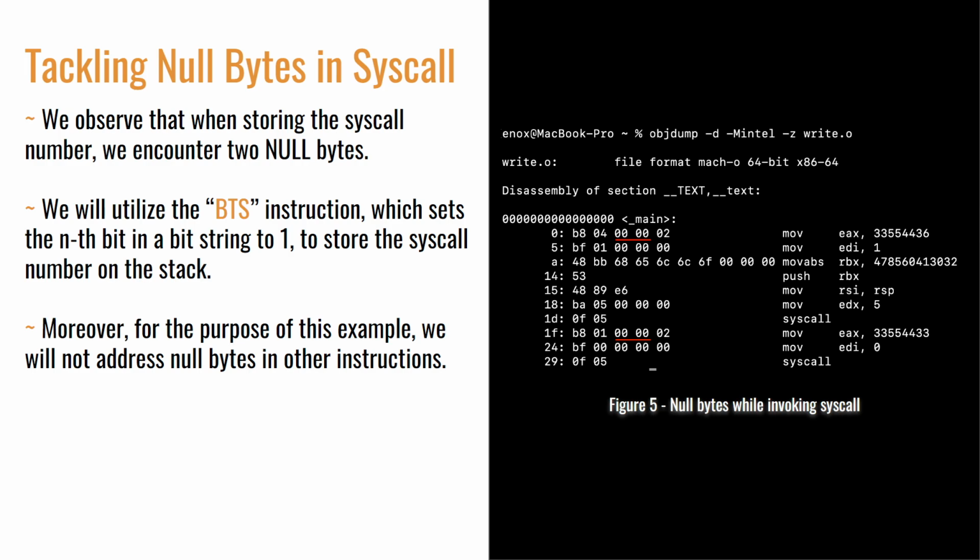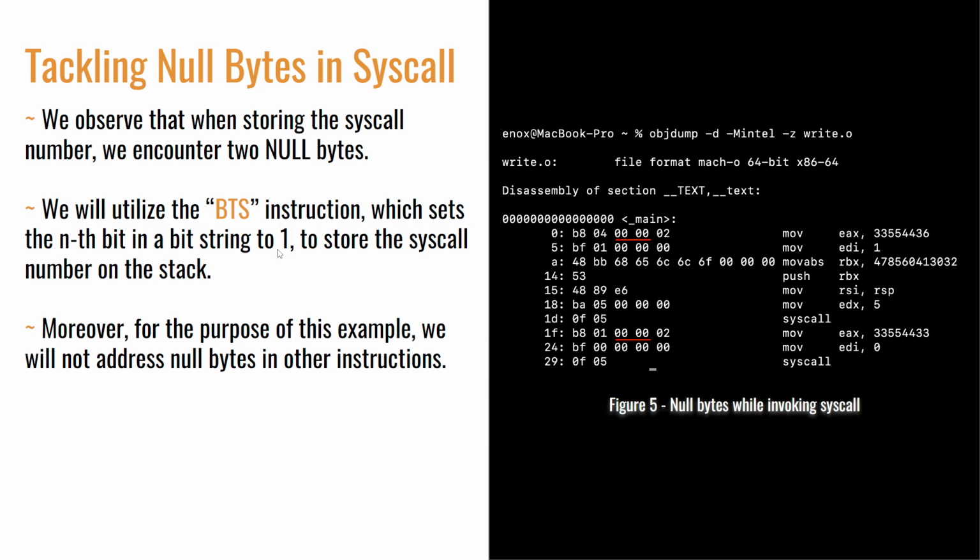So we observe that when storing the syscall number, we encounter two null bytes. As seen in figure 5, when storing the syscall number for the write function, there are two null bytes, and when storing the syscall number for the exit function. We also see there are other null bytes, but for the sake of this example, we will not address this issue. But don't worry, while writing the reverse shell, we won't be having any null bytes, so we'll make sure of that. So how will we tackle these null bytes?